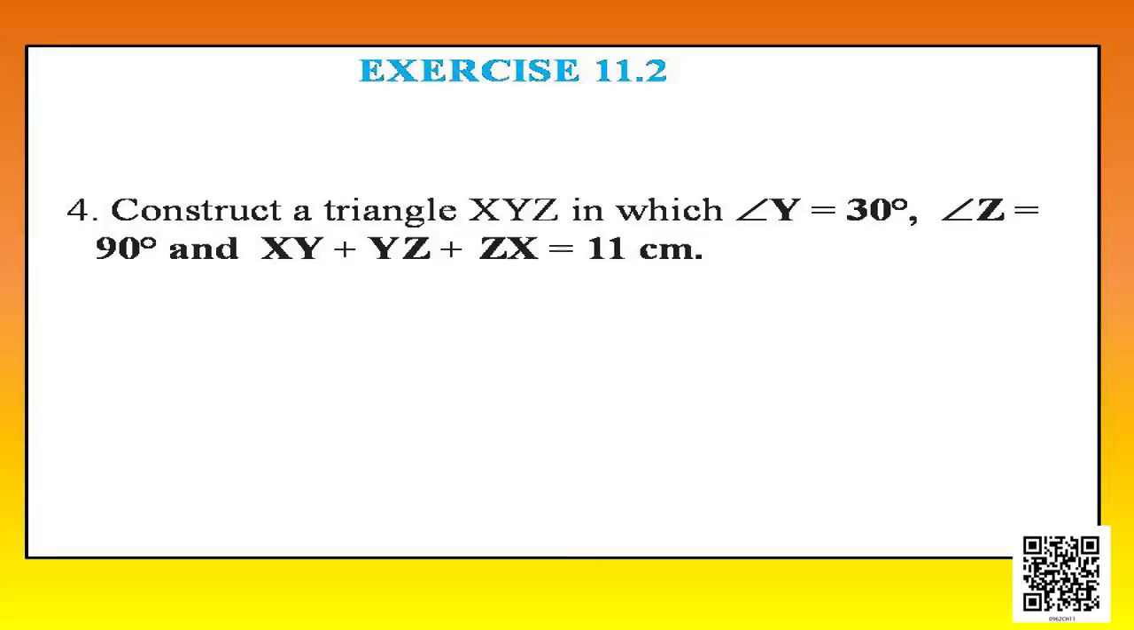Okay, because we have some data over here and we will use that data for the construction. It says construct a triangle XYZ in which angle Y is equal to 30 degree, angle Z is equal to 90 degree, and XY plus YZ plus ZX is equal to 11 cm. So the perimeter is given as 11 cm, and the two base angles, angle Y and angle Z, are given as 30 degree and 90 degree respectively.